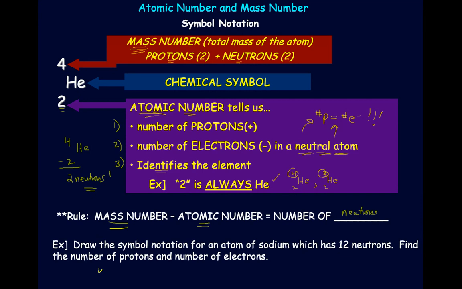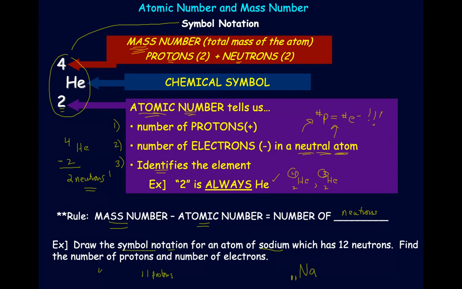All right? So if I were to draw the symbol notation, and again, the symbol notation is going to be this notation here for an atom of sodium, which has 12 neutrons. Okay, I'm going to look up sodium in the periodic table, and I know the sodium is going to be Na. Okay, if I look up the protons, I'm going to find out the atomic number is going to be 11. Okay, so I can say 11 protons.